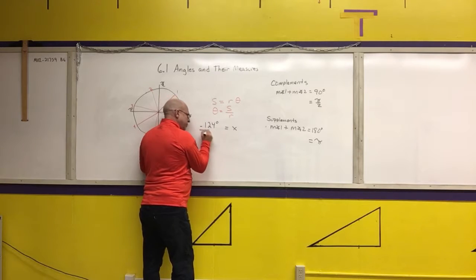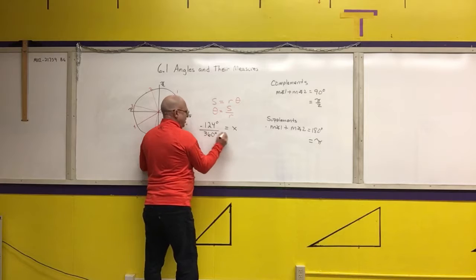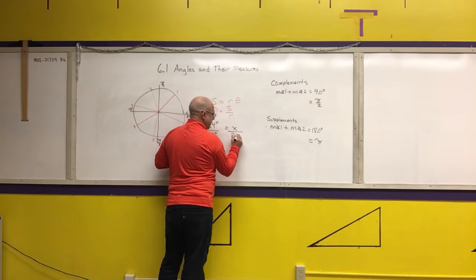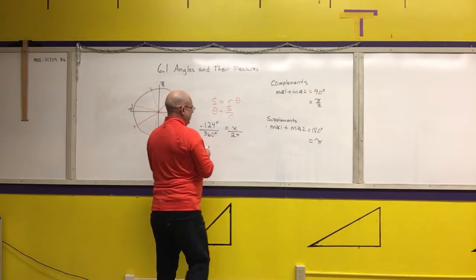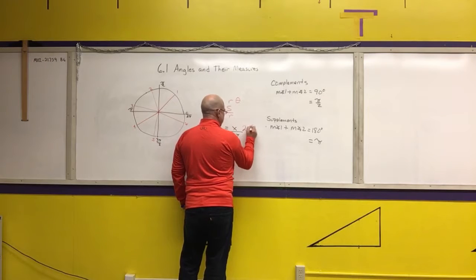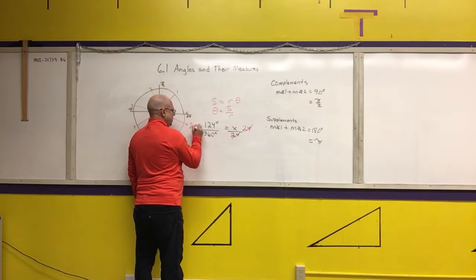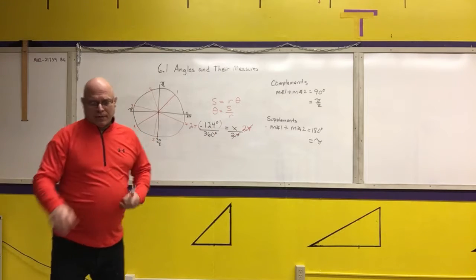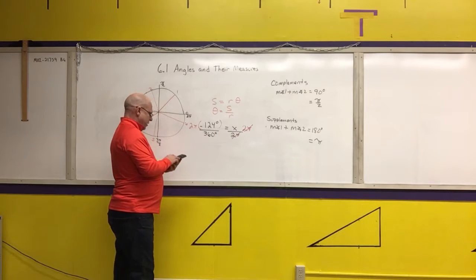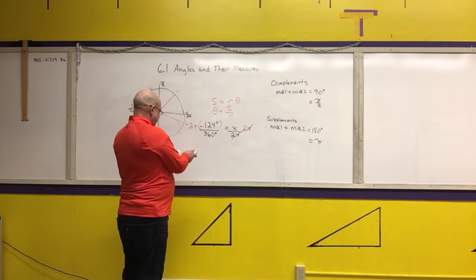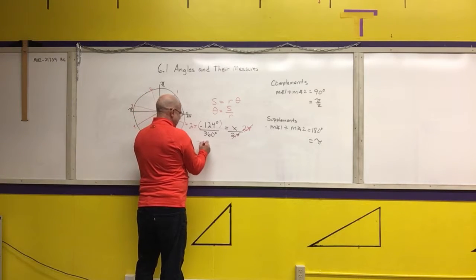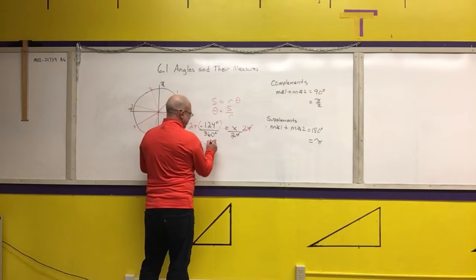Well, how many degrees are there in a whole circle? 360. How many radians are there in a whole circle? 2 pi. Now I need to solve for my x. I'm going to multiply both sides by 2 pi, and I get 2 pi times negative 124, divided by 360, equals approximately negative 2.16 radians.